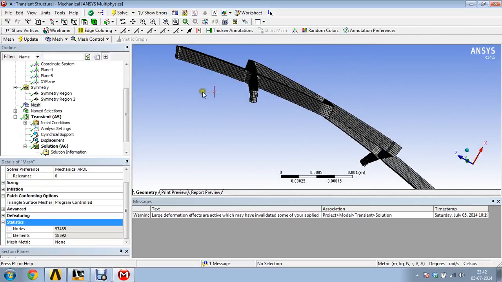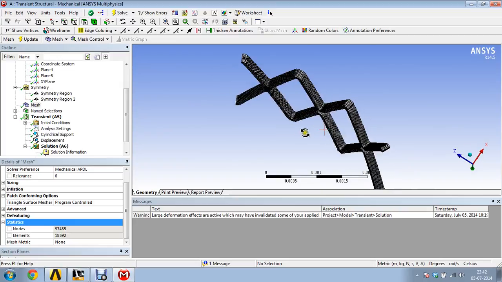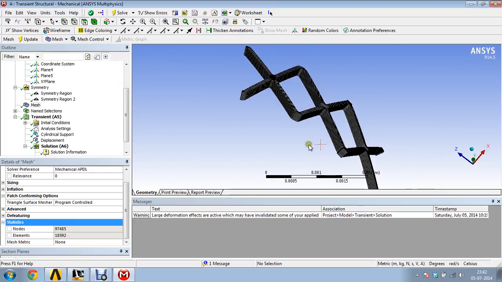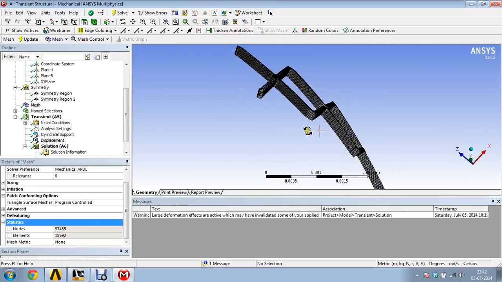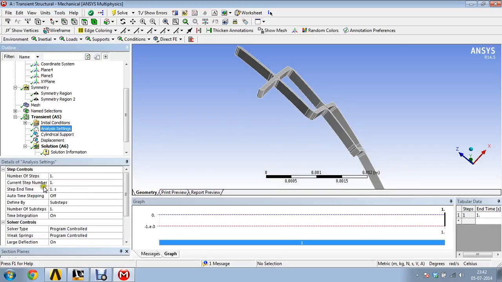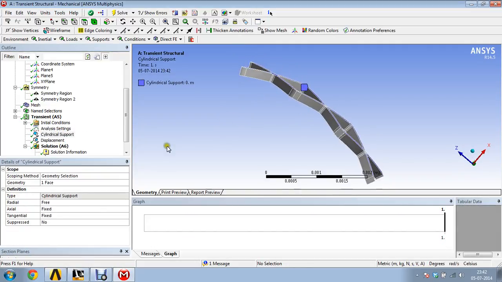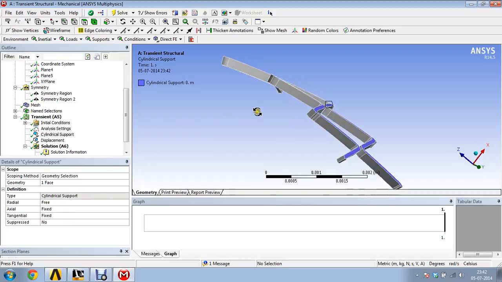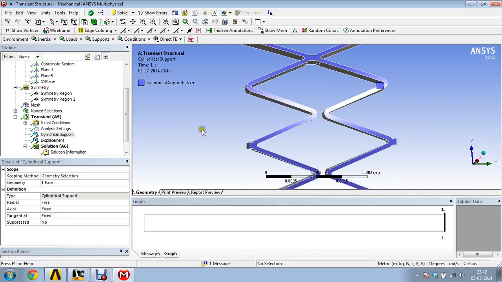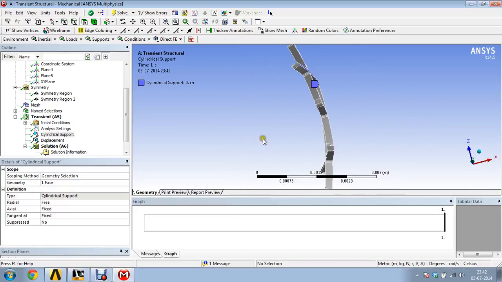We have seen that this is an axisymmetric model, which means that when the stent applies some kind of pressure on the inner wall or outer wall, it should expand in proportion to it. Analysis settings can be done on it, and there is only one step. Cylindrical support has been given, and the major thing to define is that in the cylindrical support, radial is free and axial and tangential are fixed. So there is no movement in the axial as well as tangential direction. There is only movement in the radial direction, so it will move only in this direction.